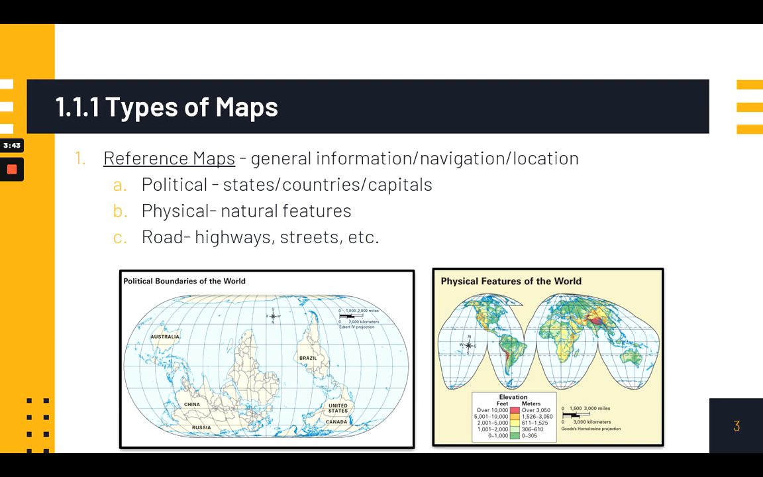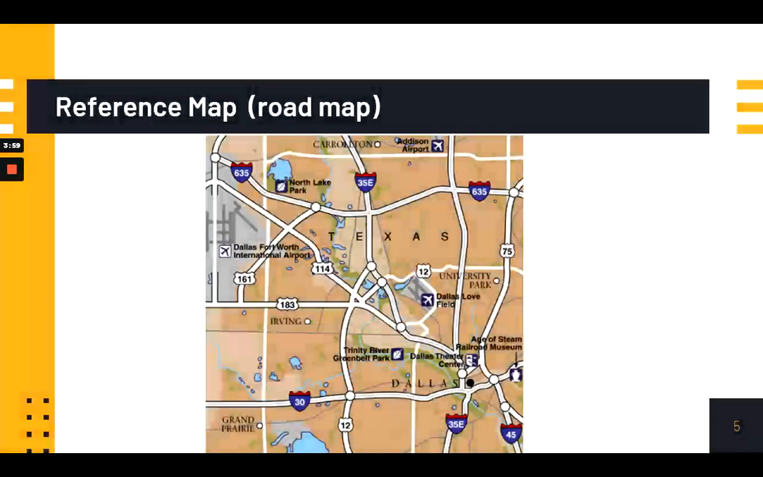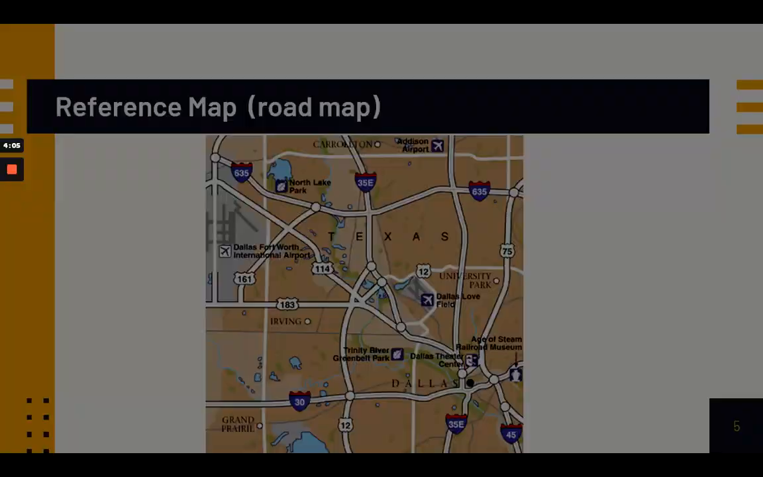So here's an example of a reference map. If you want to know where the stunt jumps are in Los Santos, in San Andreas, then there you go. Okay, that's a reference map. This is a reference map. It's a road map. This is a reference map. It's a political map.